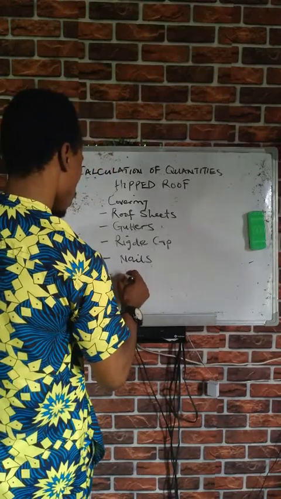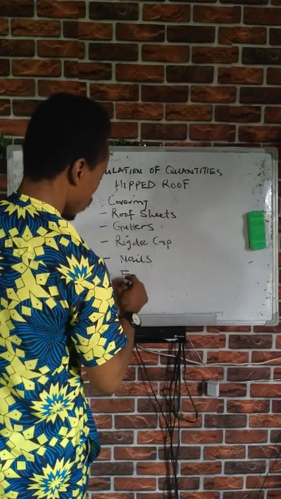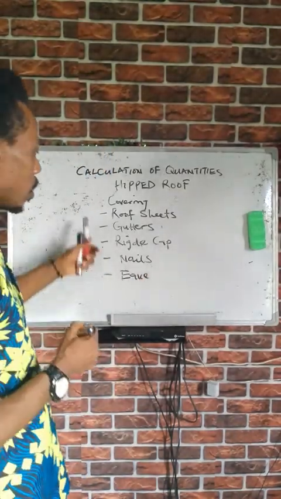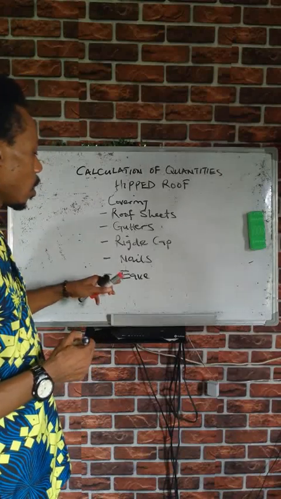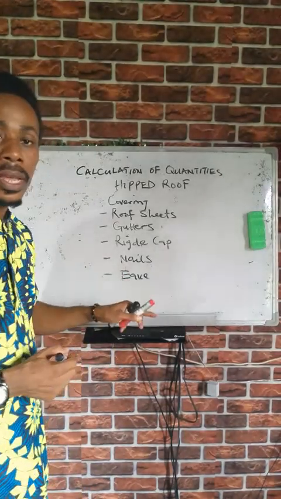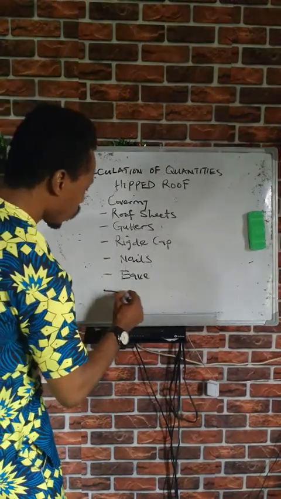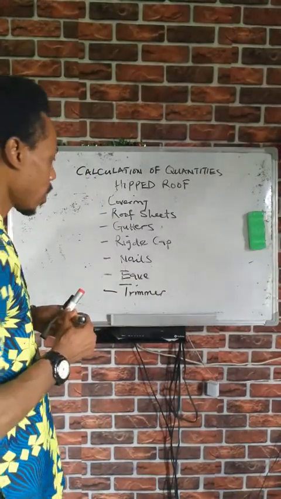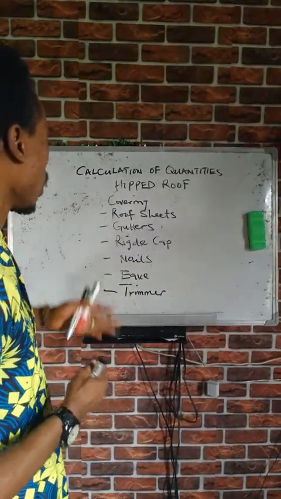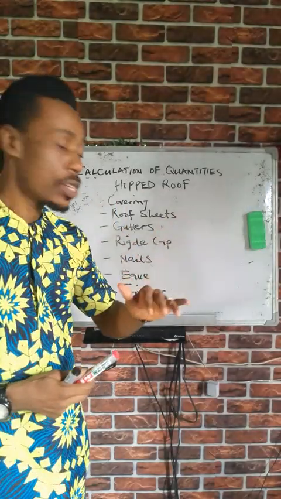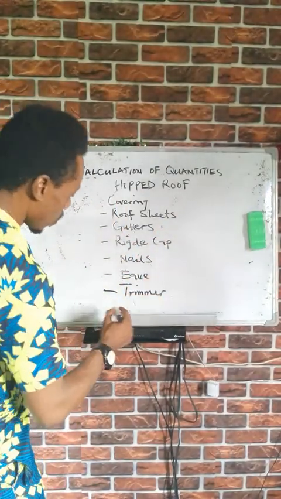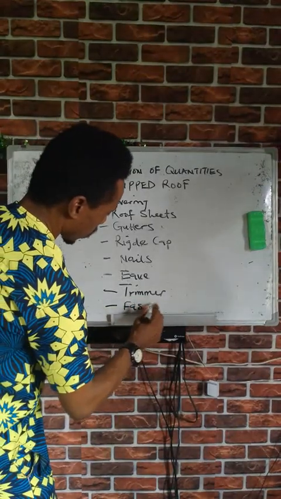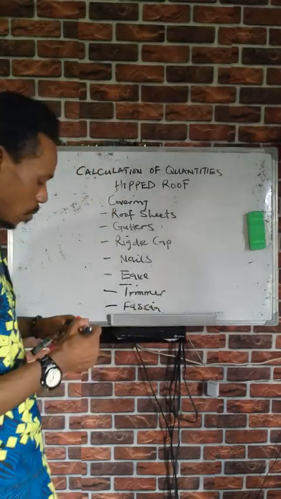Depending on the roof pattern, in some cases we have what we call trimmer. If you have a concrete fascia, we have the fascia.